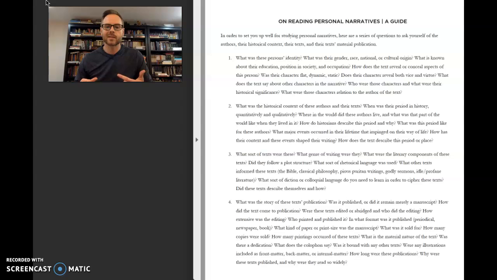Who printed the text? How did it come into print? What was the layout? How many printings occurred? How many copies were made? What was it sold for? How long did it run for? All of these questions are questions you're going to ask of the text. All right.